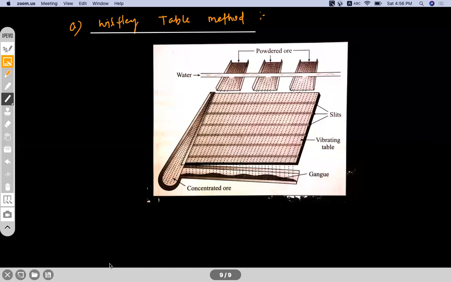Yeah, so this is the Wilfley table method. We are doing this under concentration of ore, okay, keep that in mind. Under concentration of ore, we have hydraulic washing, a gravity separation method, under which we are doing this Wilfley table method.